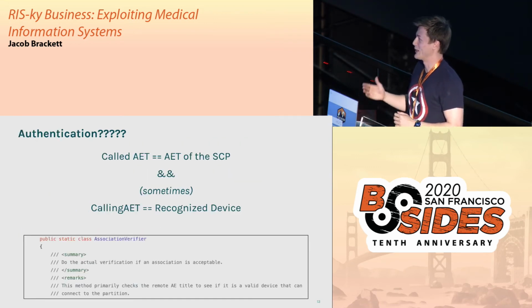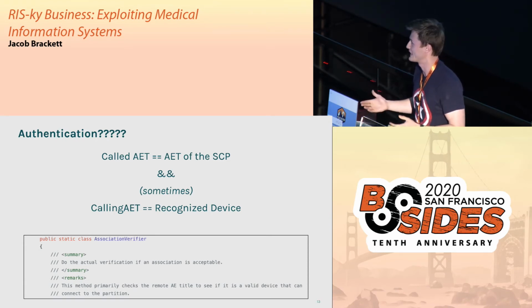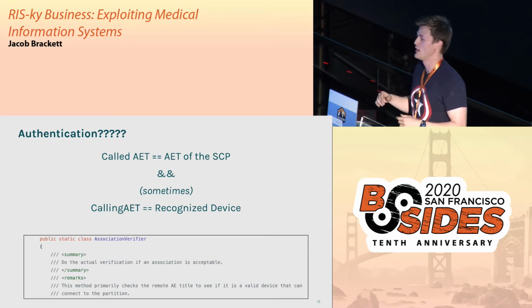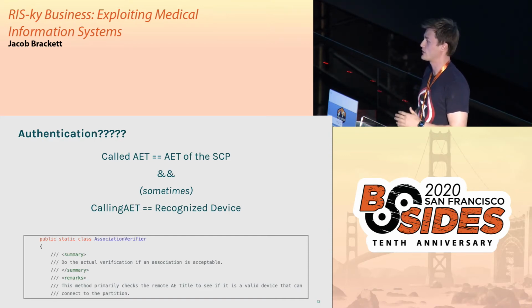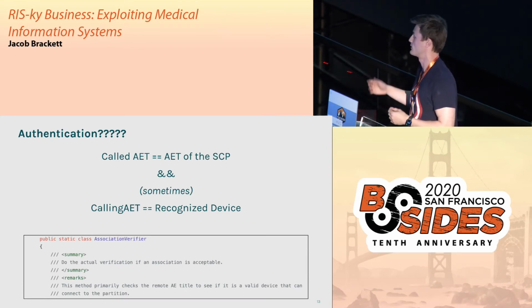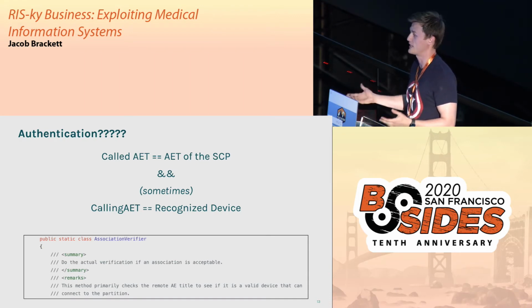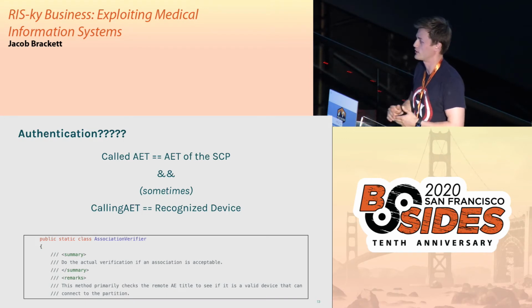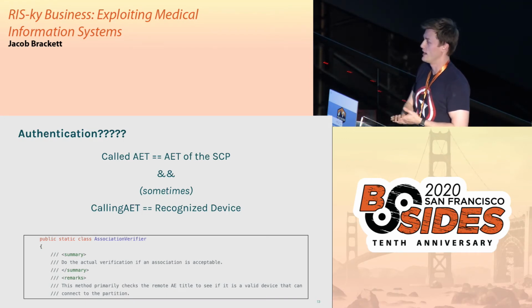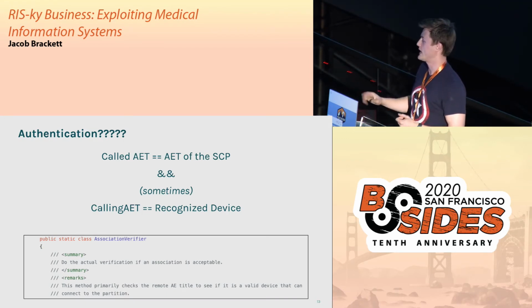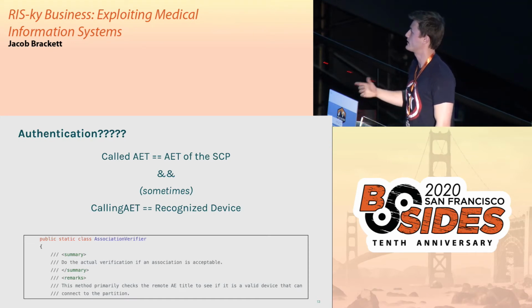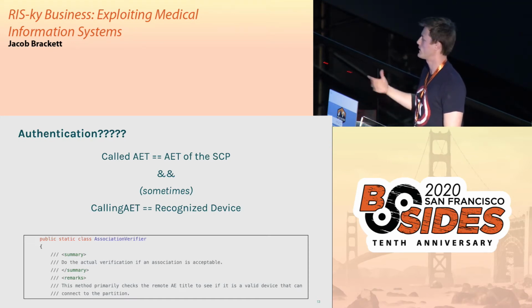You may be thinking, where's the authentication? We're talking about host names. Well, that's not built into DICOM. So basically, the only authentication that happens for a DICOM association is a check to make sure that the called application entity title, so that the client knows who it's talking to, the host name, matches the application entity title that was configured when the service class provider was set up. You know the host name of the server you're talking to, in some ways. And then sometimes that calling application entity title, how the client is identifying itself, is checked against a list of recognized devices.